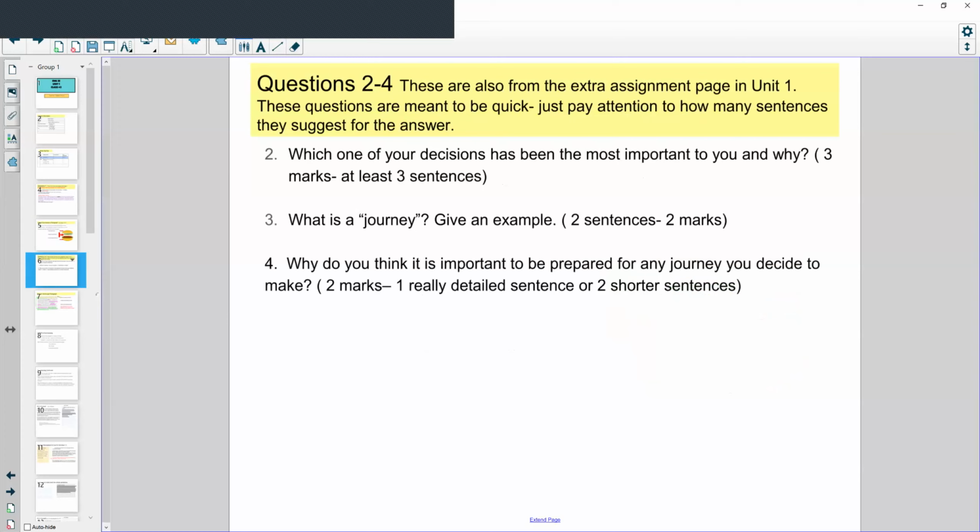Questions 2 to 4. These are also from the extra assignment page in Unit 1. These questions are meant to be quick. Just pay attention to how many sentences they suggest for the answer. Which one of your decisions has been the most important to you and why? 3 marks, so please give at least 3 sentences. What is a journey? Give an example. 2 sentences, 2 marks. Why do you think it is important to be prepared for any journey you decide to make? 2 marks, so 1 really detailed sentence or 2 shorter sentences.